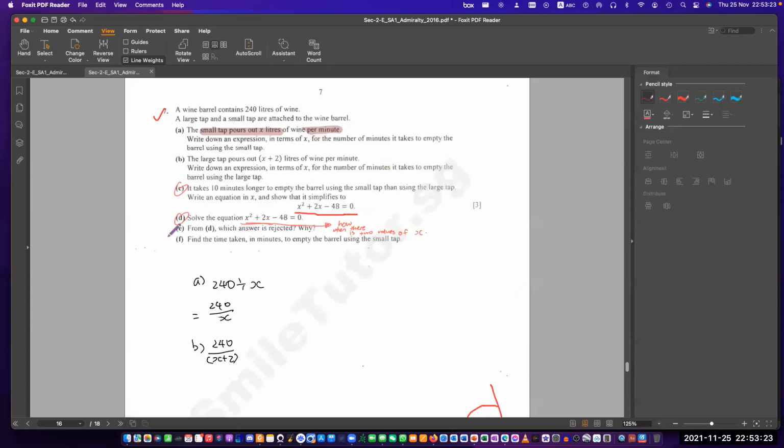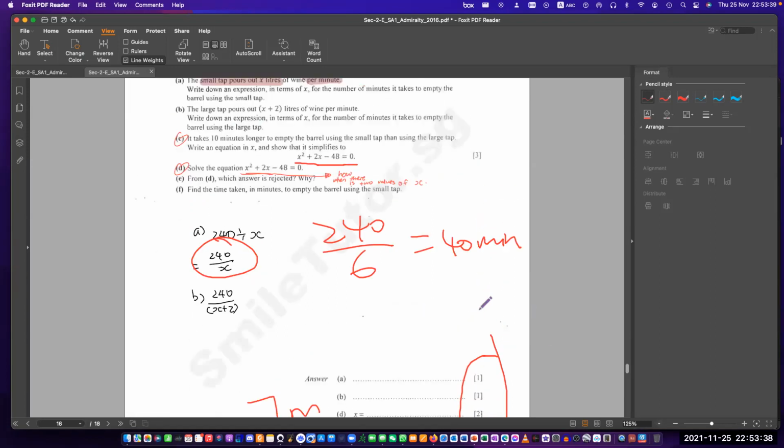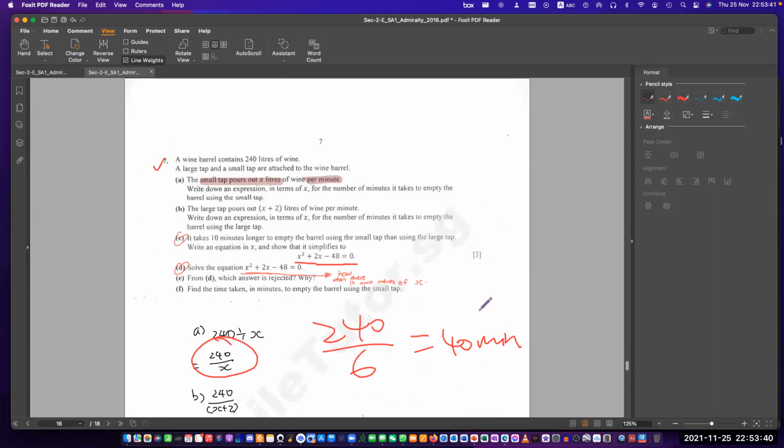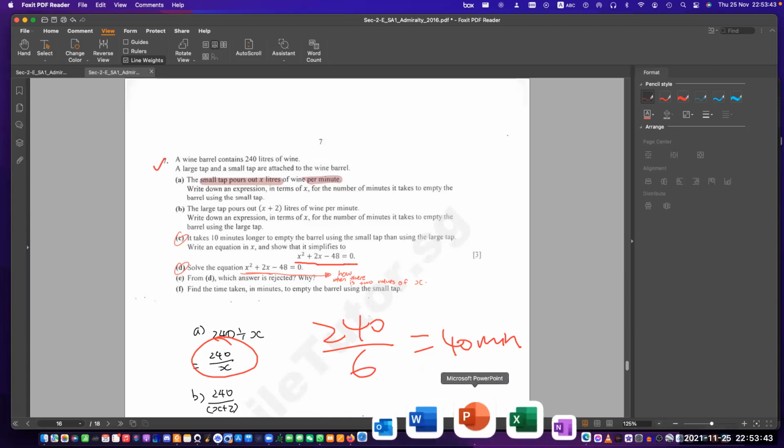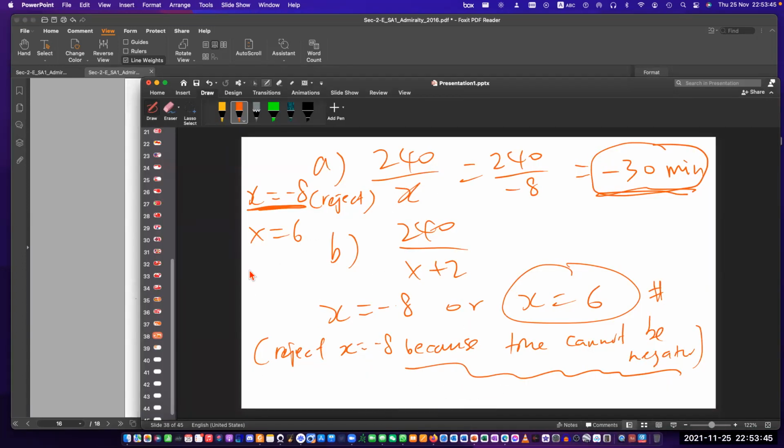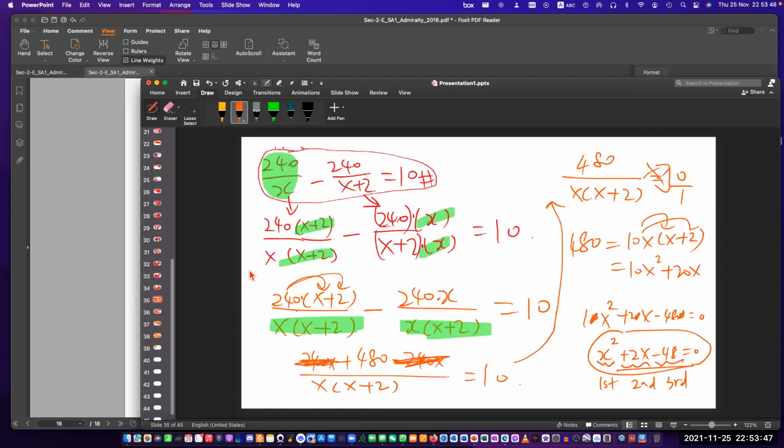Okay. Good. So from find the time taken to empty the barrel using the small tap, it's 240 divided by 6. So it's 40 minutes. So that's how you can score 7 out of 7. But of course, maybe not very difficult, but the hard part is this part: how you make the denominator the same.